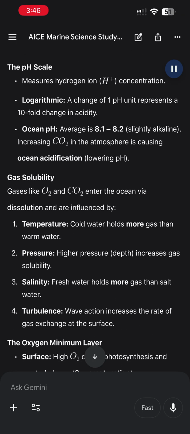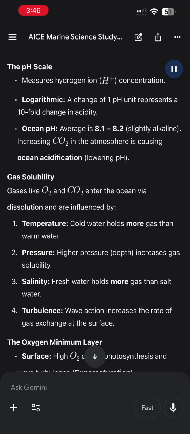The pH scale measures hydrogen ion, H^+, concentration. It is logarithmic: a change of 1 pH unit represents a 10-fold change in acidity. Ocean pH averages 8.1 to 8.2, slightly alkaline. Increasing CO_2 in the atmosphere is causing ocean acidification, lowering pH.